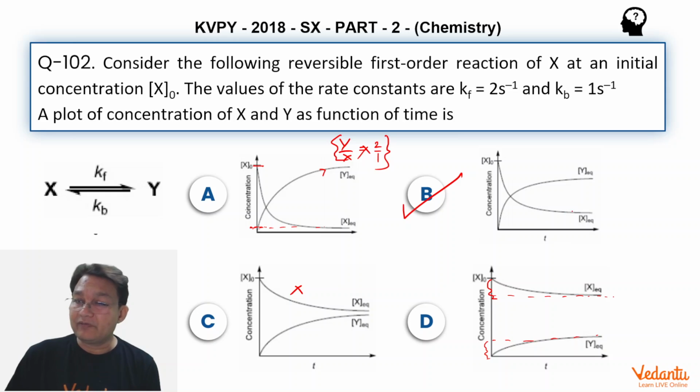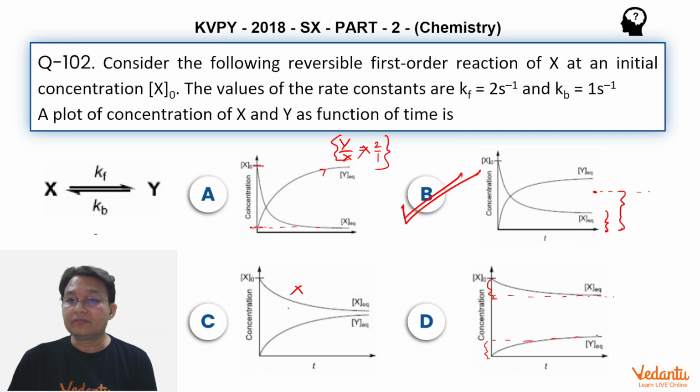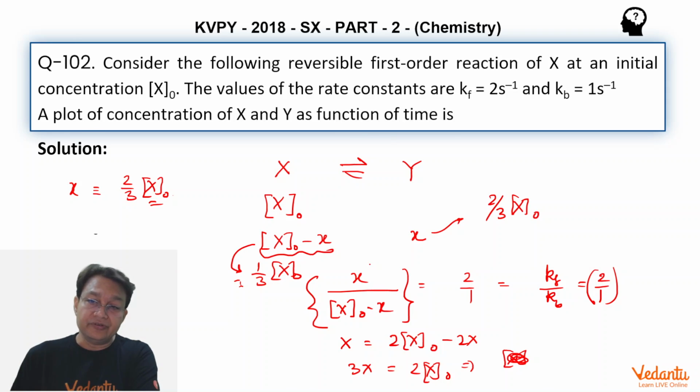Although it is not very perfect, because we can see this is the equilibrium concentration of X, and approximately double the value of this should be Y equilibrium, but then we don't have any other option. In four options, I think B is the most appropriate option. So let's go with B, and that is our option.